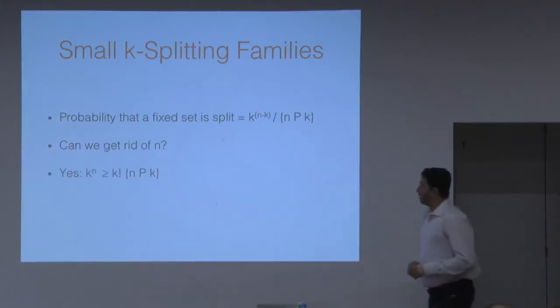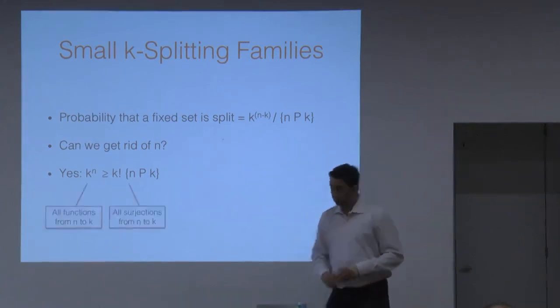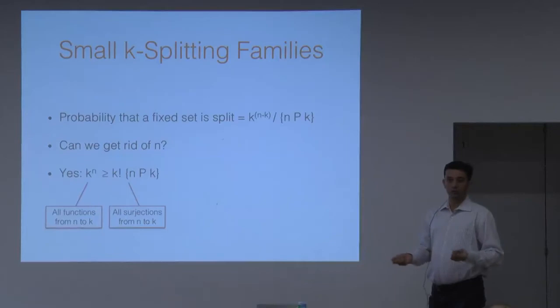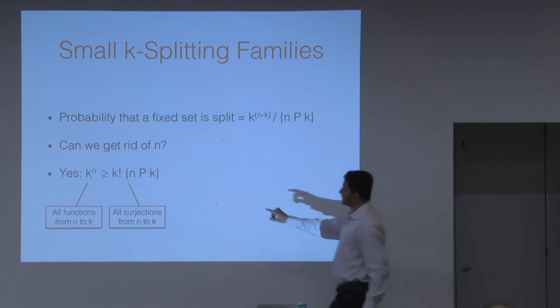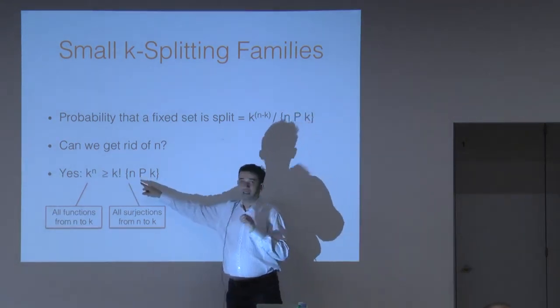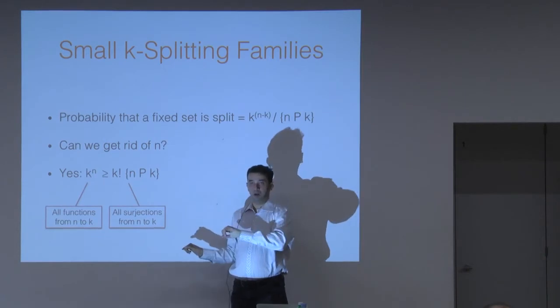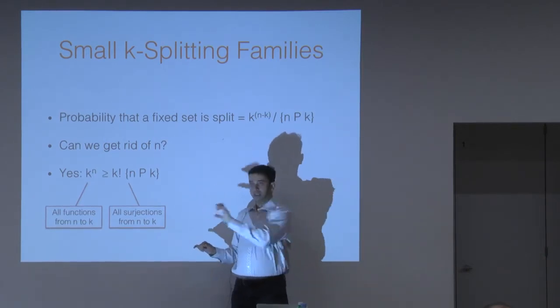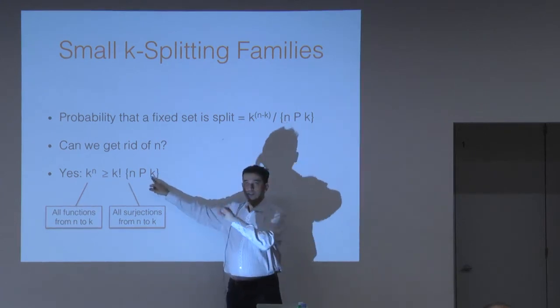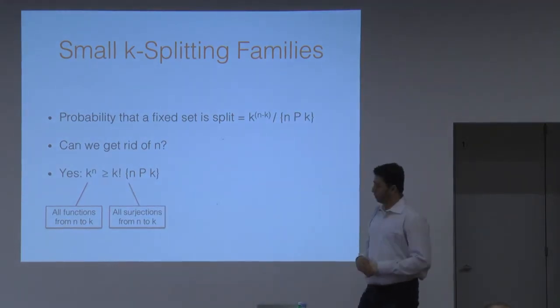Yes, we can, by another combinatorial argument that says that k to the n is at least as big as k factorial times the Stirling number. Why is this? Well, k to the n is the set of all possible functions from n elements to k elements. That's the number of such functions. And the expression on the right is the set of all surjective functions from n to k. Each surjective function from n to k induces a partition of the n elements into k different blocks: the inverse of the first, the inverse of the second, the inverse of the kth. Then for each choice of k elements, you can order them in k factorial ways. So you get this simple combinatorial inequality.